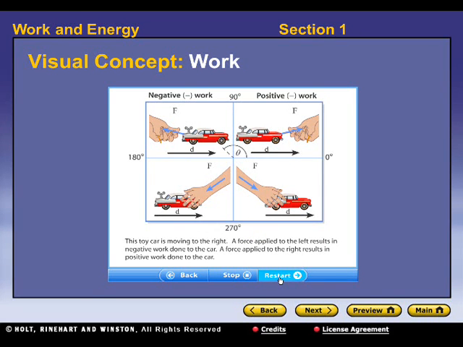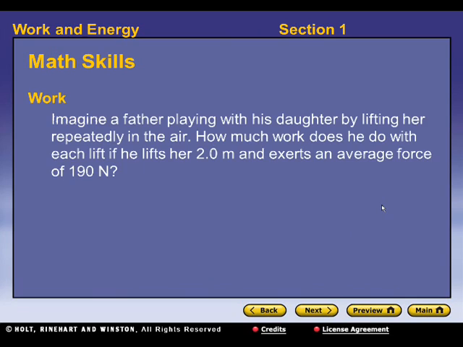A quantity of work can either be positive or negative, depending on whether the motion and the force are in the same or opposite directions. This toy car is moving to the right. A force applied to the left results in negative work done to the car. A force applied to the right results in positive work done to the car. Alrighty, so you can have positive or negative work there, depending on which direction it's going and which way the force is applied.